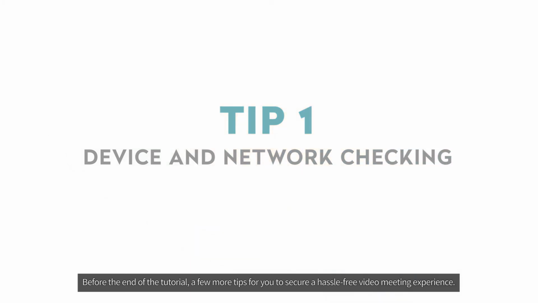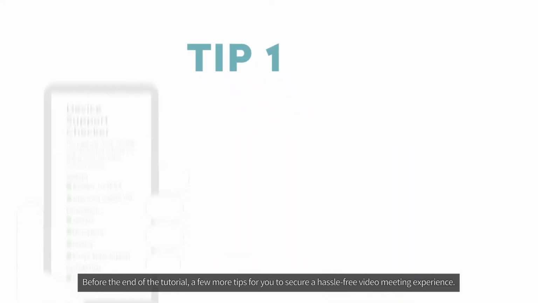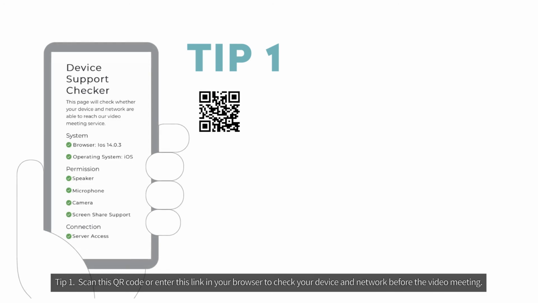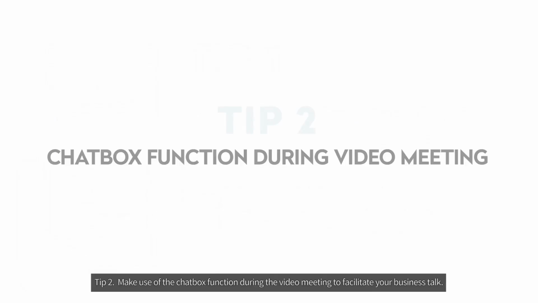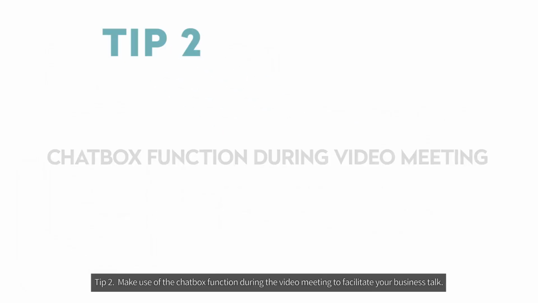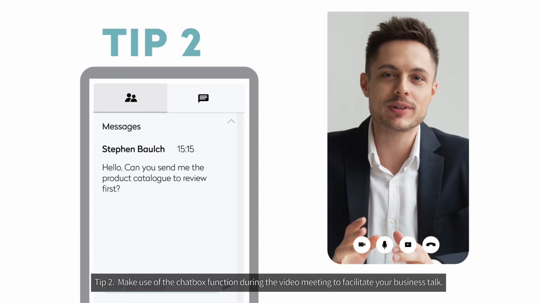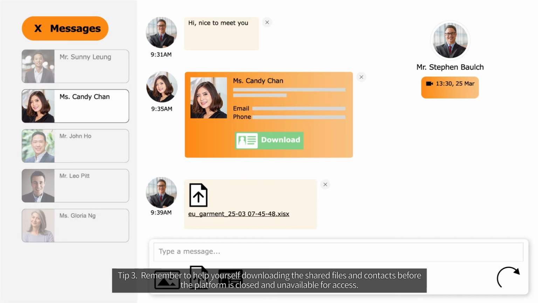Before the end of the tutorial, here are a few more tips for you to secure a hassle-free video meeting experience. Tip number 1. Scan this QR code or enter this link in your browser to check your device and network before the video meeting. Just to make sure everything is ready and you won't be bothered by any technical problems during the meeting. Tip number 2. Make use of the chatbot function during the video meeting to facilitate your business talk. Tip number 3. Remember to help yourself download the shared files and contacts before the platform is closed and unavailable for access.